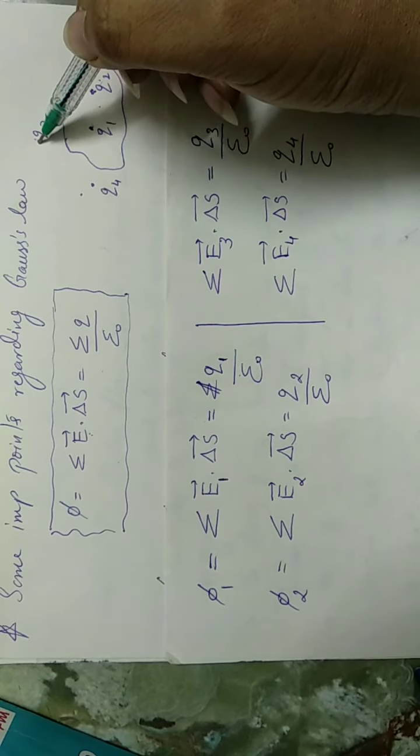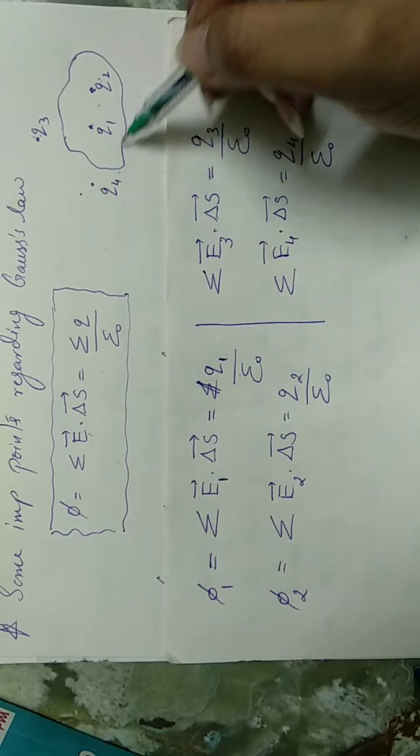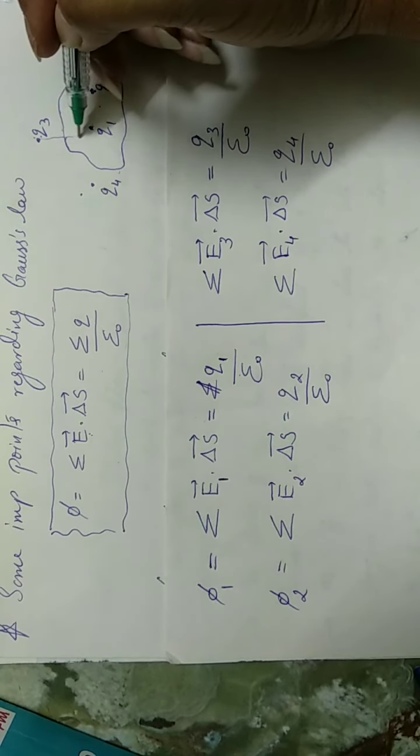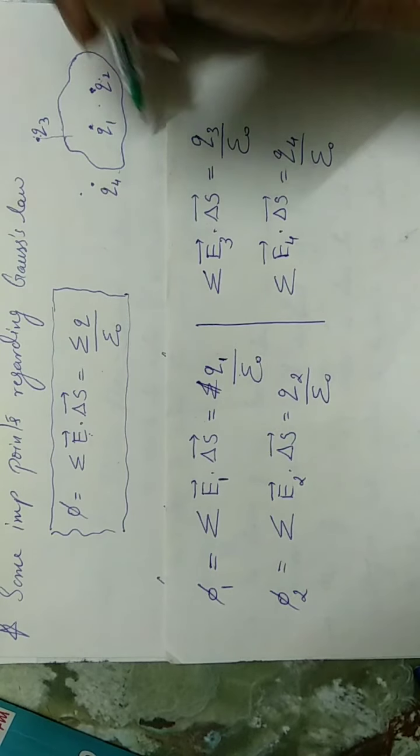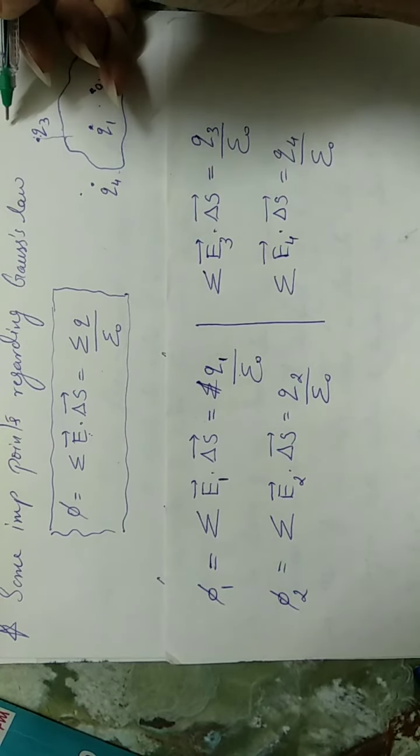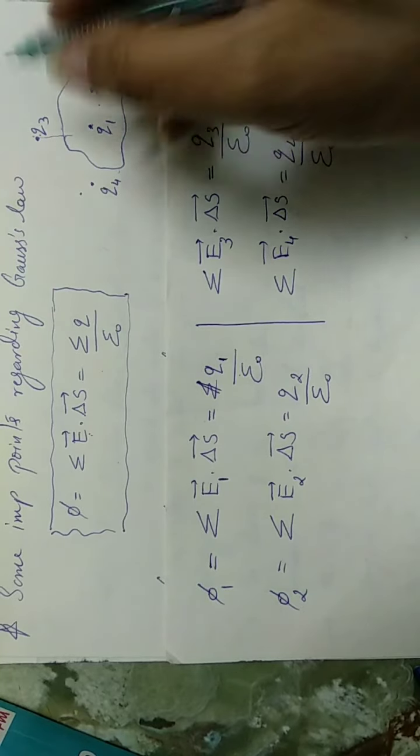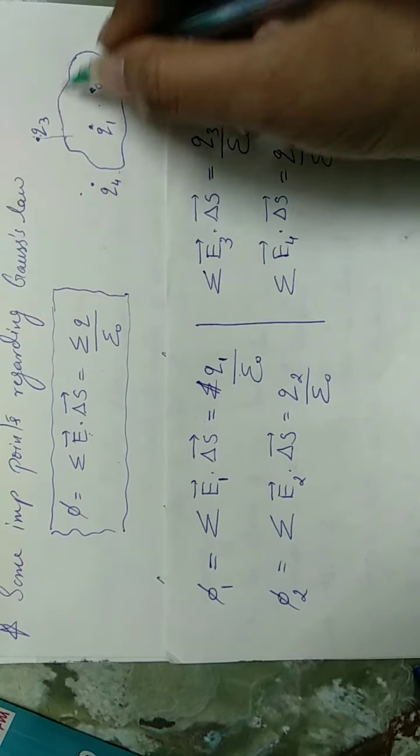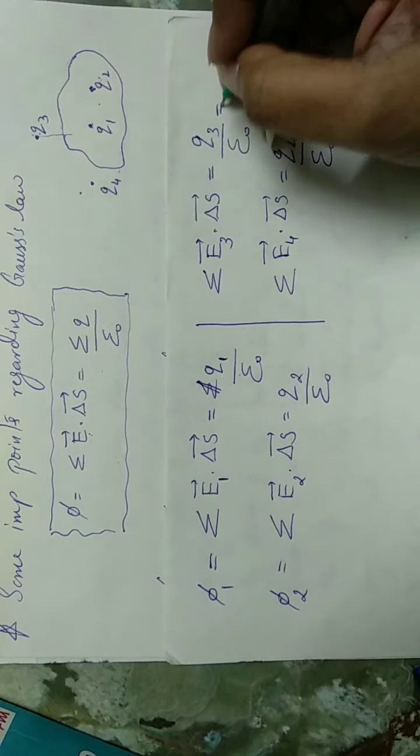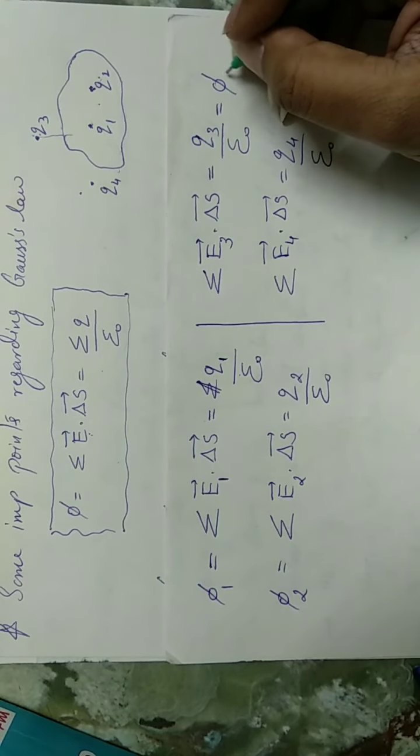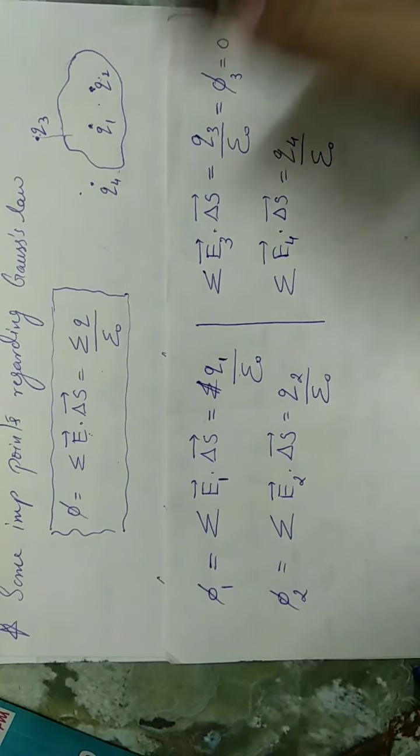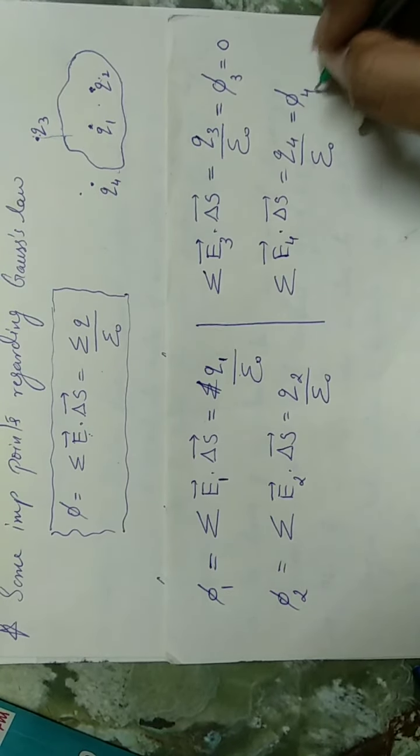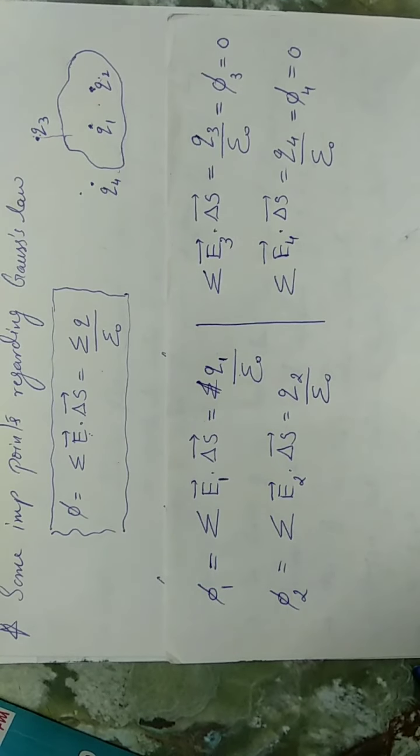Because of Q3, are we going to obtain any flux through this surface? No. See, the number of field lines entering the surface will be leaving the surface. As this Q3 charge is outside our closed surface, it is not going to contribute to the flux. So because of Q3, there won't be any flux passing through this surface. So our flux phi 3 is going to be 0. Same way Q4 is also outside this surface. So the flux phi 4 is also going to be 0.